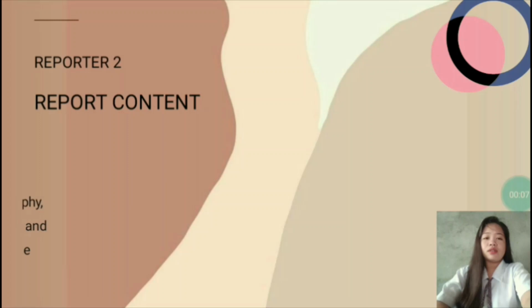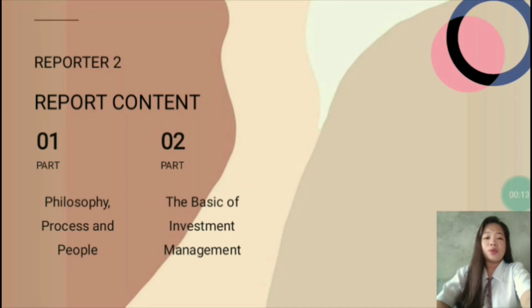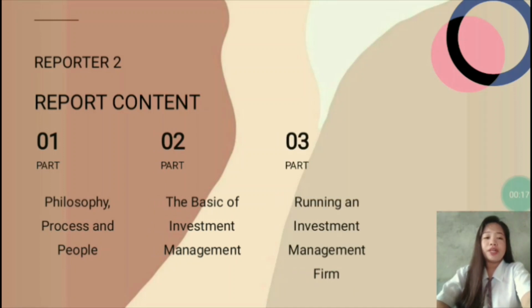Report content. From part 1, we have philosophy, process, and people. From part 2, we have the basics of investment management. Part 3, running an investment management firm. And part 4, pluses and minuses of investment management.